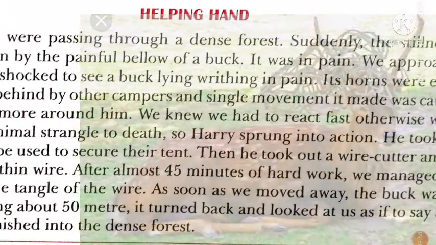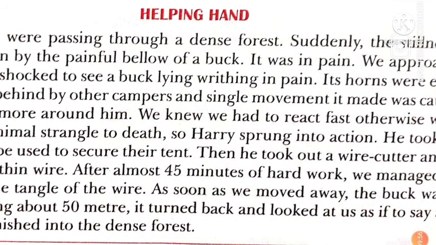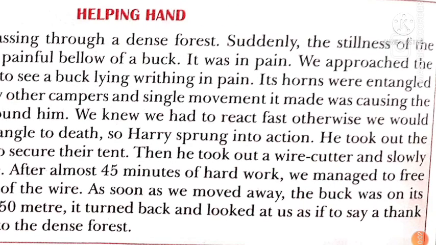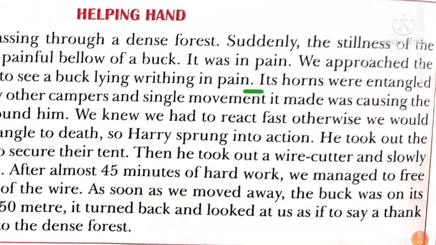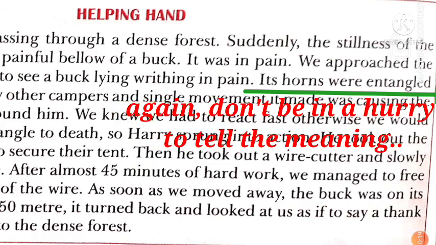Let's stop over here, before "and", because as soon as that "and" comes, the sentence becomes compound. So stop over there. Let's dissect it open. "Its horns were entangled." Its horns. Whose horns? The buck's horns. Right? They were entangled. Use the trick of emphasis. Its horns were entangled. Its horns were entangled.